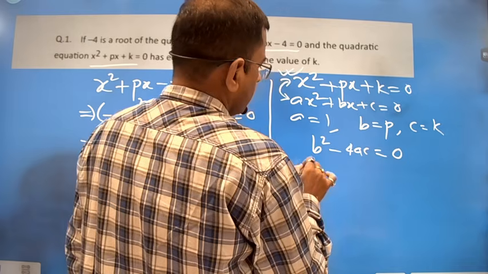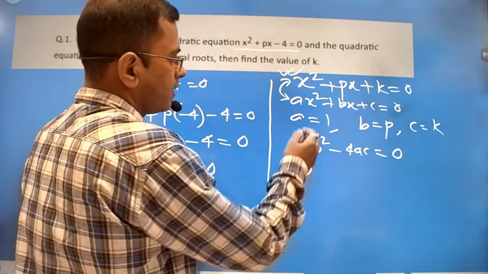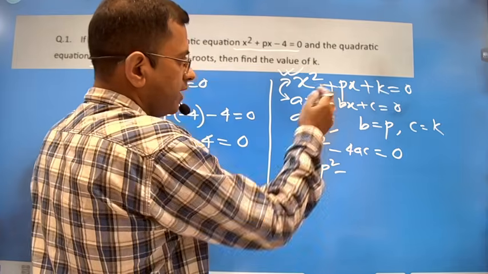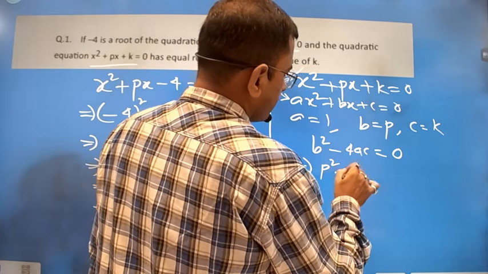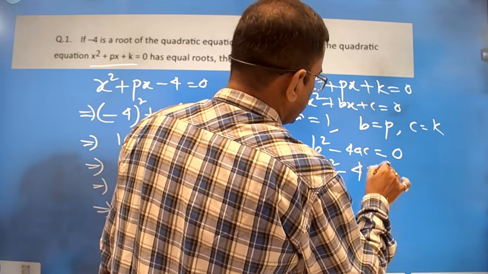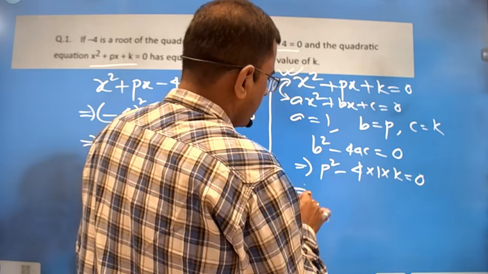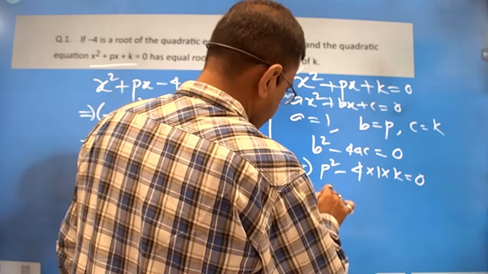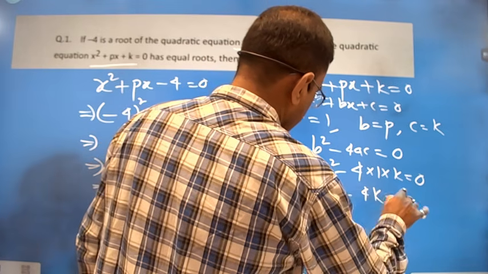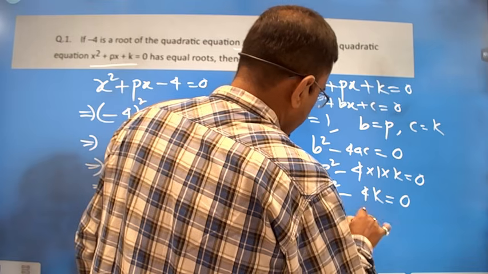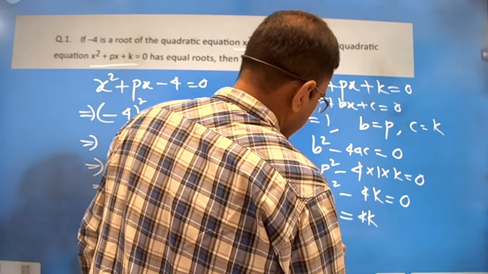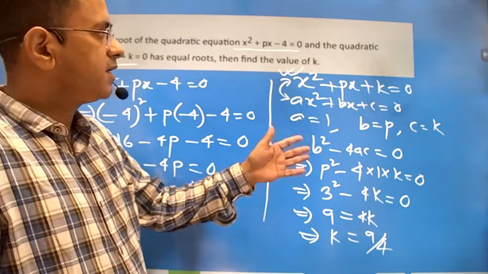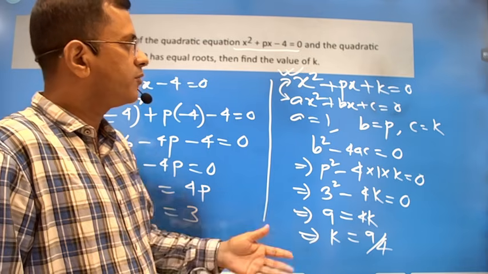Then put the values of a, b, c. b equals p, as given in the equation, so b square equals p square. Minus 4 into 1 into k, equal to 0. Now put the value of p we got from the first equation, p equal to 3. So 3 square minus 4k equal to 0. That is 9 equal to 4k, and k equals 9 by 4. So this is the value of k that we have got.